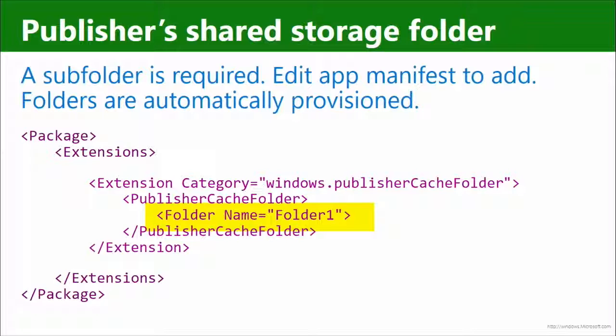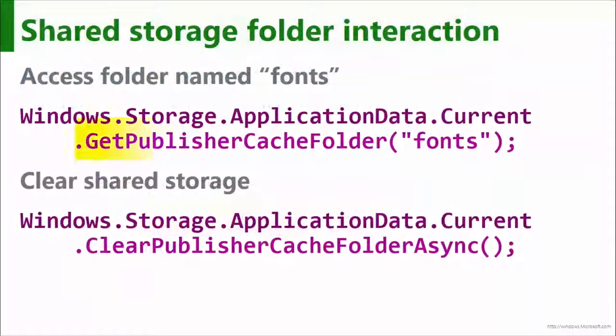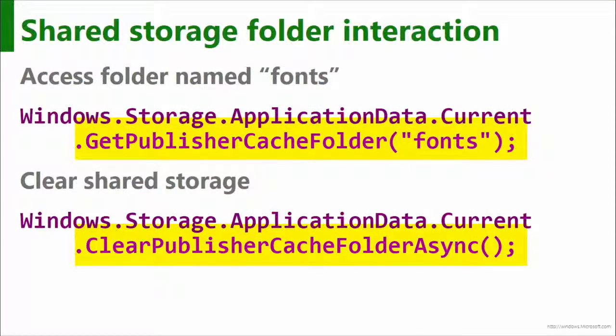So let's take a quick look at what the syntax looks like. It feels like the API that I'm already used to for interacting with a storage folder and storage files. All I have to say is get publisher cache folder, it returns that storage folder, and then I just start using the APIs I already know. It gives you back a completely standard storage folder object. You can use all the file-based APIs that hang off that. It's just the same as if it was in your local storage. So it's a really cool way of sharing that.